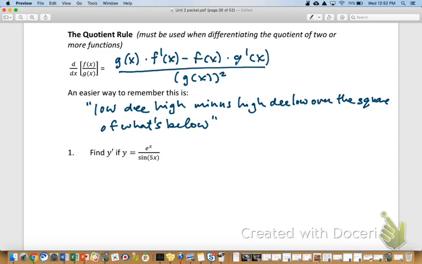Okay. So I'm kind of hoping that you guys can take this ball and run a little bit with it. So why don't you try number 1? It's clearly a quotient. See if you can execute this correctly and put things together with the quotient rule.